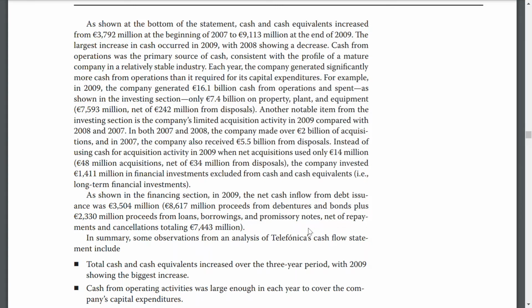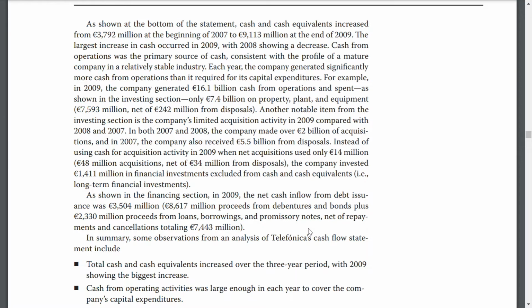For example, in 2009, the company generated 16.1 billion euros of cash from operations and spent, as shown in the investing section, only 7.4 billion on property, plant, and equipment. Another notable item in the investing section is the company's limited acquisition activity in 2009 compared with 2008 and 2007. In both 2007 and 2008, the company made over 2 billion in acquisitions, and in 2007, the company received 5.5 billion from disposals. In 2009, net acquisitions used only 14 million euros.